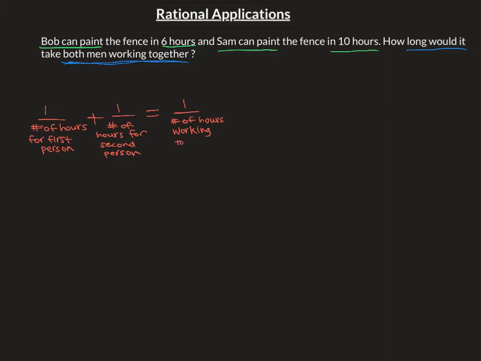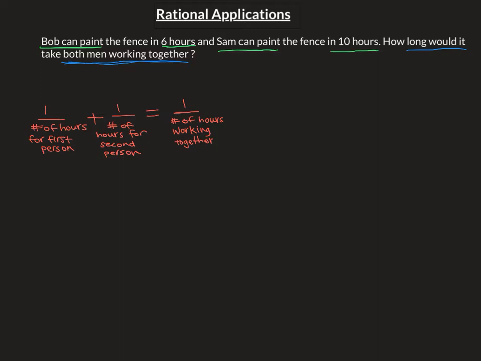working together. So you would have 1 over number of hours for first person plus 1 over the number of hours for the second person is equal to 1 over the number of hours working together.